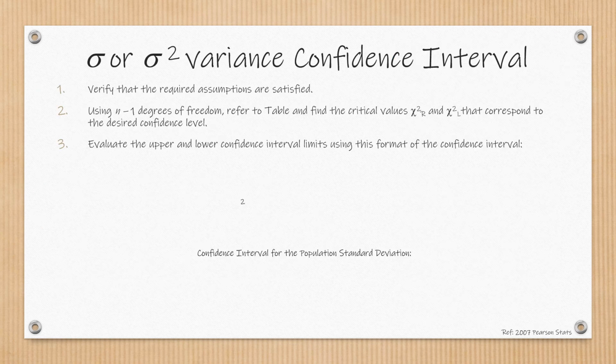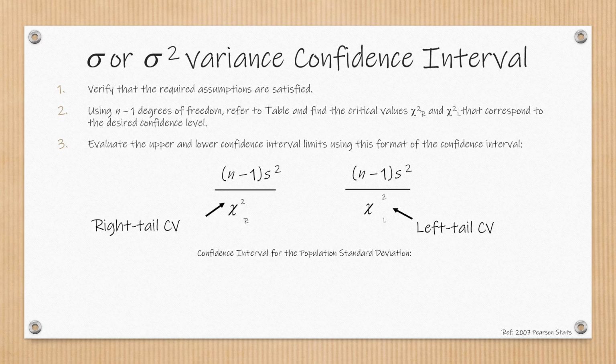Chi-squared can be used to establish a confidence interval for the population standard deviation or population variance. First, we verify that the required assumptions are satisfied, and then we use the n minus 1 degrees of freedom with the chi-square table to find the critical values, chi-squared sub R and chi-squared sub L, right and left, that correspond to the desired confidence level. Then we evaluate the upper and lower confidence interval limits using this format of the confidence interval.